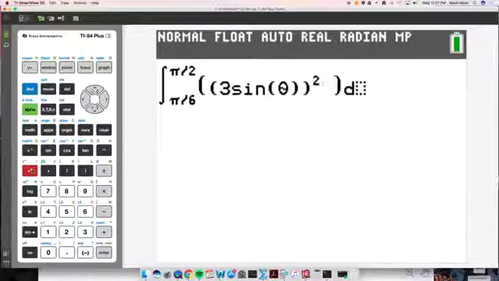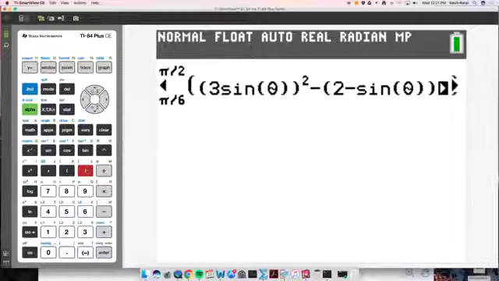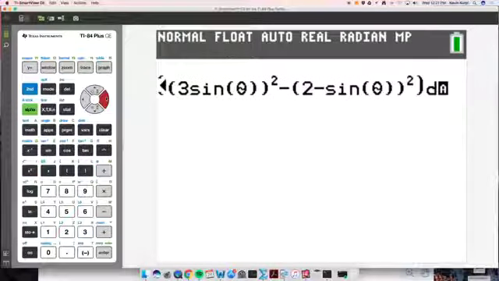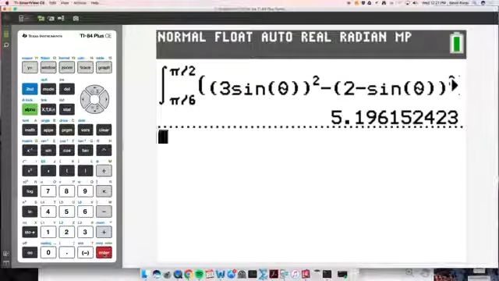Or feel free to just call that 9. Minus another set of parentheses, 2 minus sine of theta. Close it for the angle, close it for the quantity, and square it. And then click to the outside d theta. So now you hit enter. You trust that you typed it in carefully. Maybe double check, triple check. 5.196. Okay?